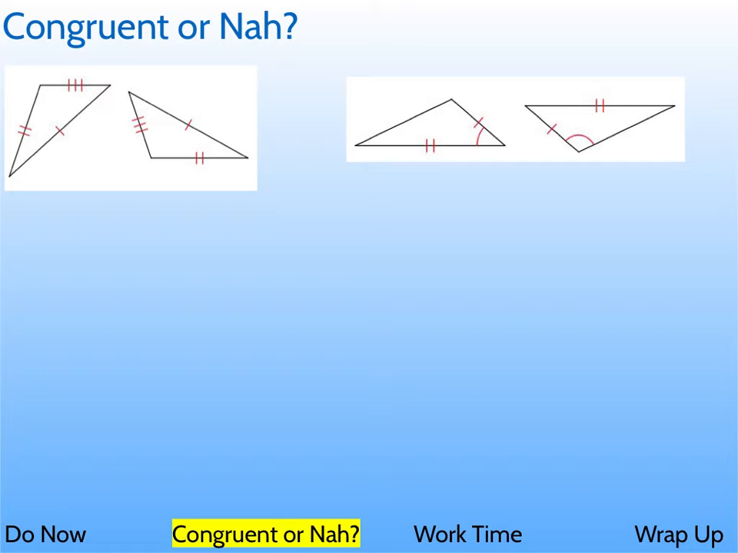Okay, so let's look at this first example over here. We have this side congruent to this side, this side congruent to this side, and this side congruent to this side. That seems pretty good, studio audience. Yeah, they say definitely. That is congruent by side, side, side. All three sides are congruent to all three sides of the other one. All right, let's look over at this one.